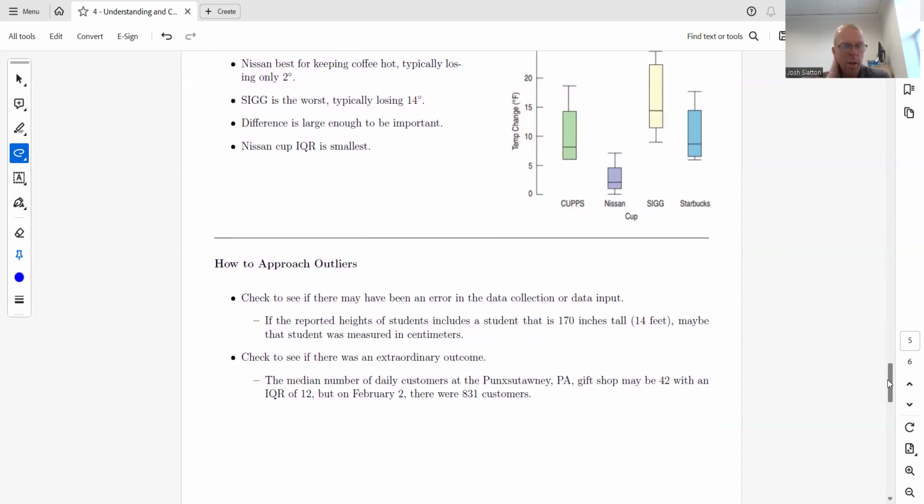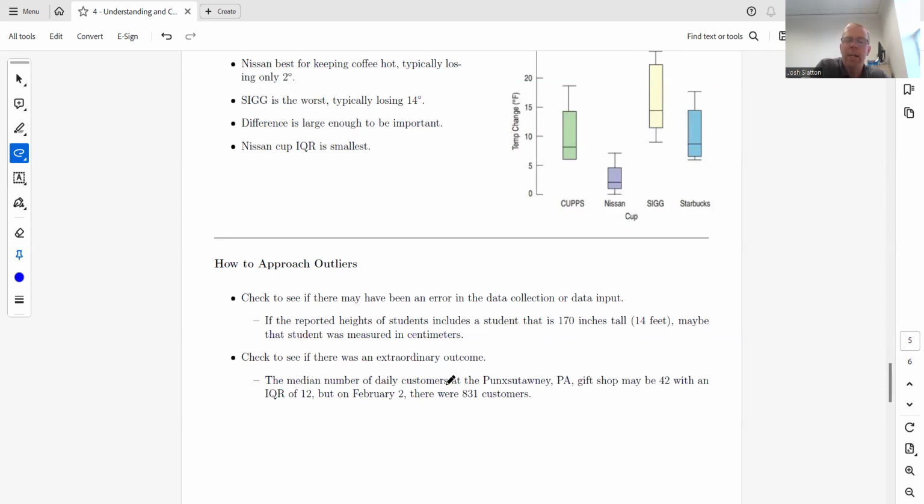How to approach outliers. Check to see if there may have been an error in the data collection or data input. So if the reported heights of students include a student that is 170 inches tall, that would be 14 feet. Maybe that student was measured in centimeters. So it's possible that there could be a units error, or possibly digits were switched, or a decimal is in the wrong spot or something like that. Any error like that could cause there to seem to be an outlier, in which case you would need to correct that.